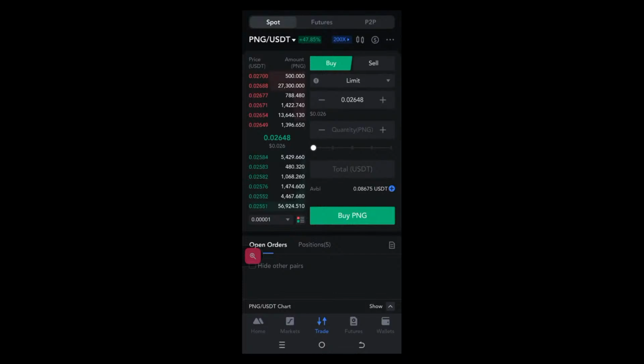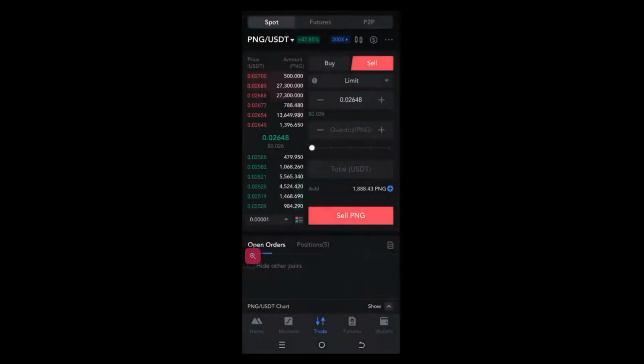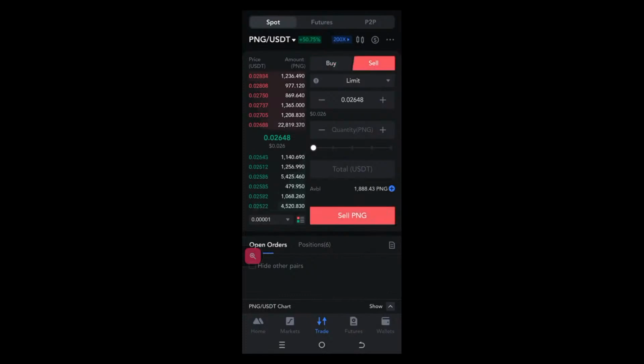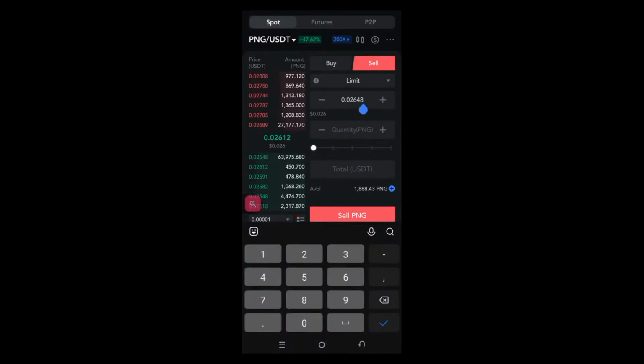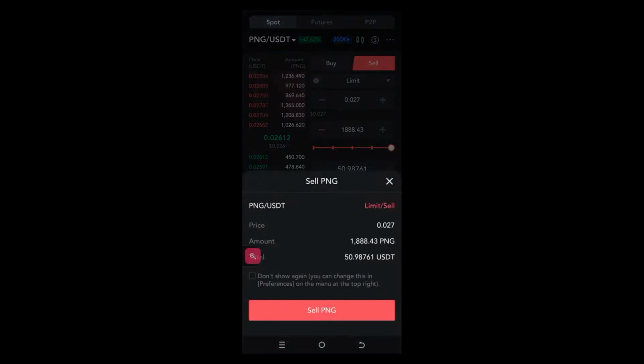Let's take it to 2.7. It looks like it's going to go. Right? So if it's going to go, let's put that at 2.7 and see whether it's actually going to work. Okay, let's try it out.